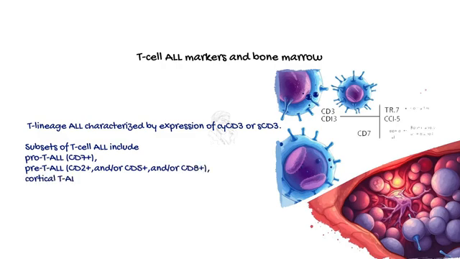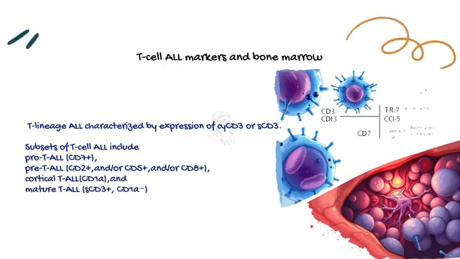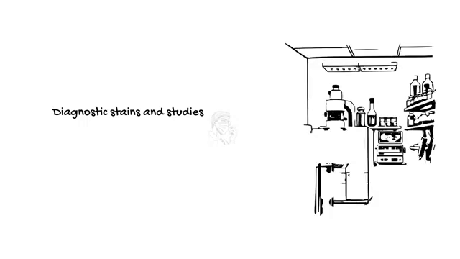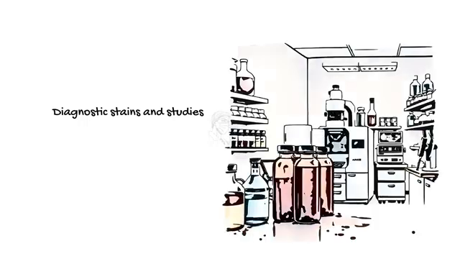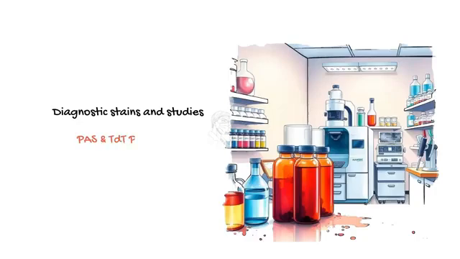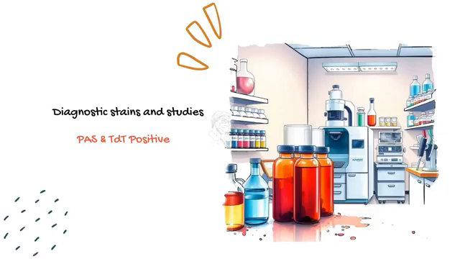Bone marrow aspiration is mandatory. It shows hypercellularity with more than 20% blasts. Cytochemical stains such as PAS positivity and terminal deoxynucleotidyl transferase, or TdT, positivity support the diagnosis. Flow cytometry, cytogenetics, and molecular studies are essential for classification and risk stratification.